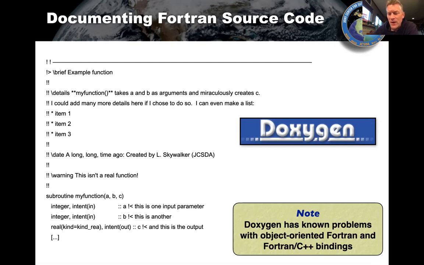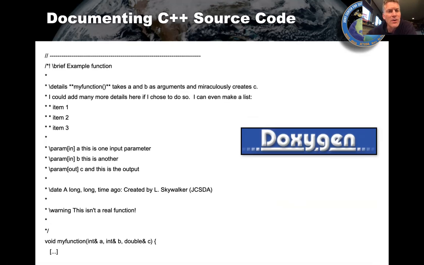So Doxygen does have difficulty with object-oriented Fortran. Particularly methods and derived types, it might not follow them correctly. And it has trouble with Fortran C++ bindings, as you'll see. But still, please do add it to Fortran code. The documentation itself still shows up.